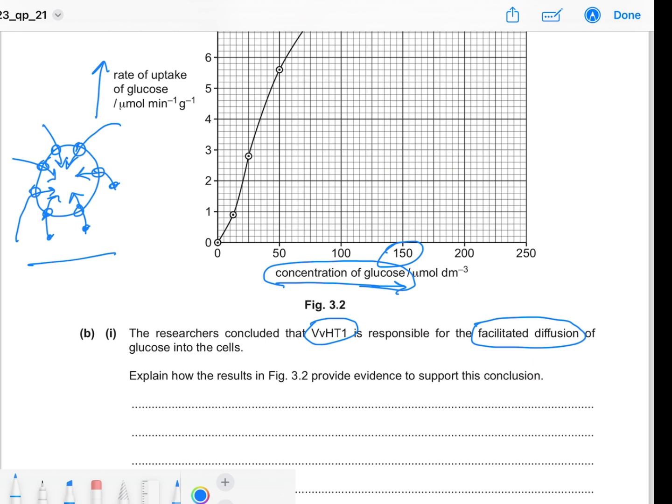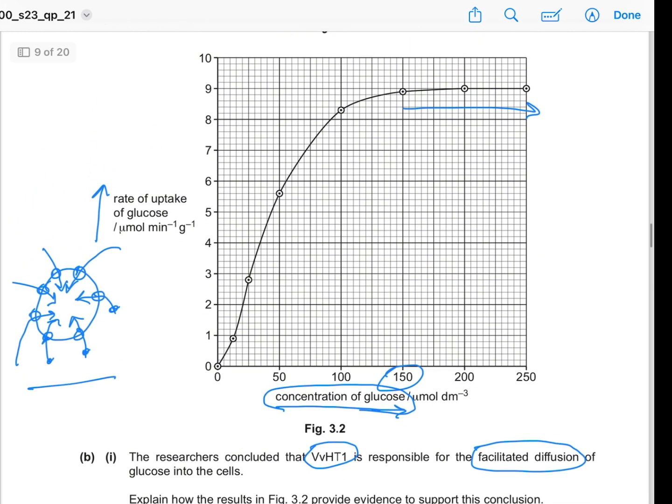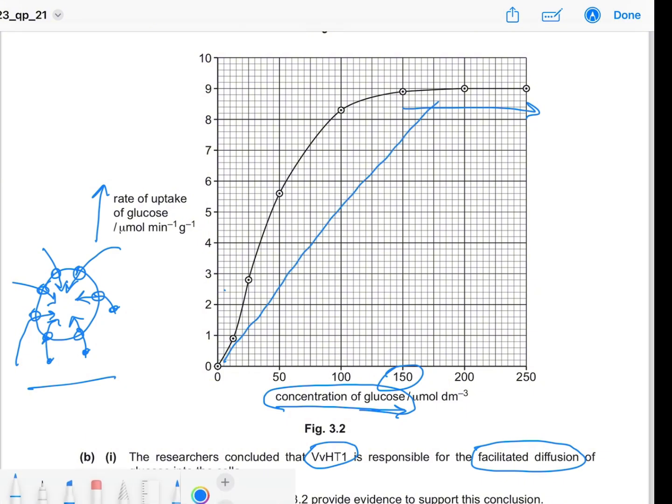Well, if this were simple diffusion, then increasing the concentration would have meant the rate of uptake of glucose would have continued to increase even beyond 150 micromole per dm cube, because you would have needed no transporters. But because you need transporters for this movement of glucose into the cell, that means the maximum rate of uptake of glucose depends on the number of transporters available.